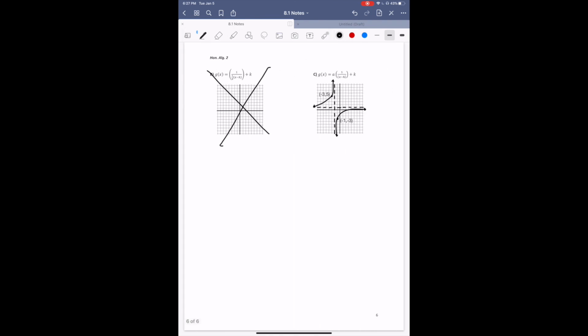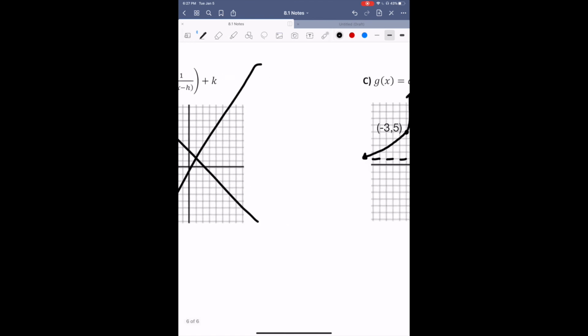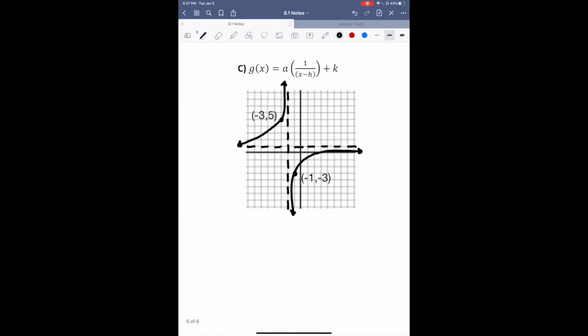Now, I told you guys we're going to skip B, so go ahead and cross B off. Here is C. Once again, I apologize, you do have to copy it down, but go ahead and hit pause, copy this down, and then write the function for the given graph, and come back and check your work in a minute.